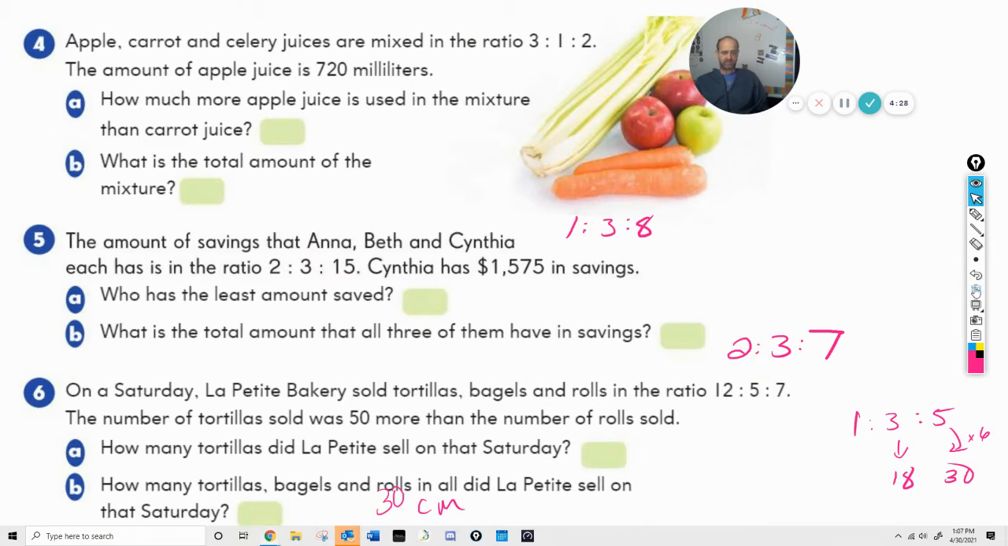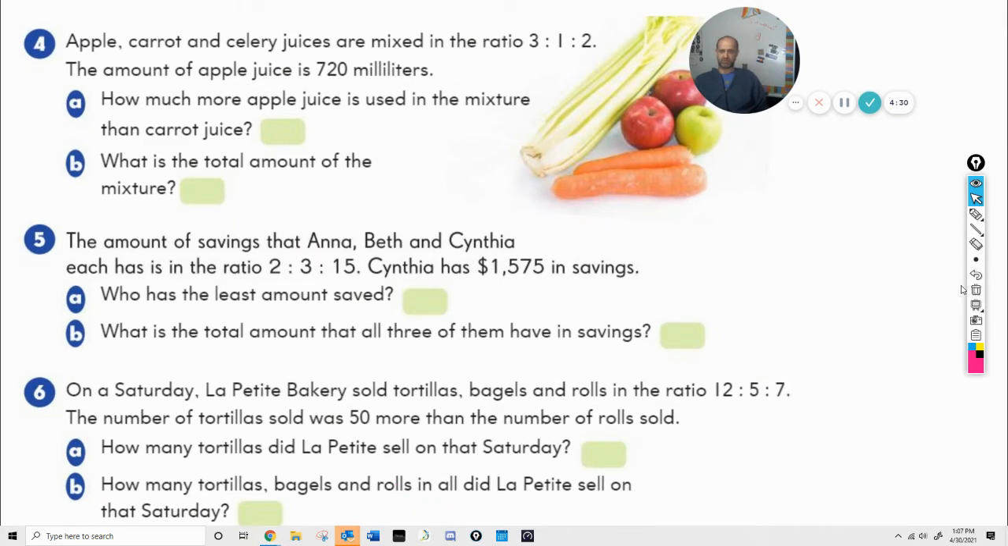Boom. Pause me. And in 5 seconds, I'm going to get rolling on this. Okay? All right, I guess I am teaching these. That's okay. Apple to carrots to celery is 3 to 1 to 2. Okay? The amount of apple is 720. How much more apple juice than carrot juice?